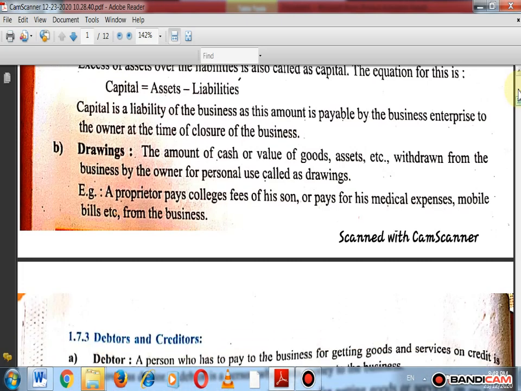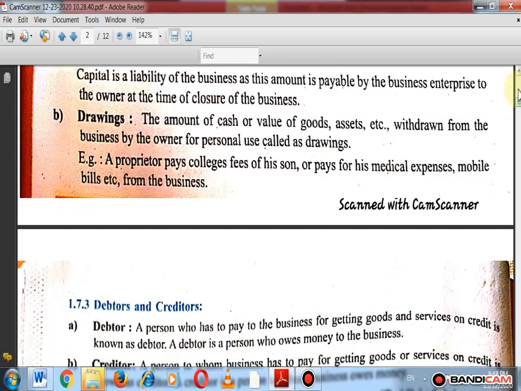Next one is drawings. The amount of cash or value of goods, assets, etc. withdrawn from the business by the owner for personal use is called drawing. Drawing means the cash, goods, or assets withdrawn from the business by the owner for personal use. It means the owner has withdrawn the goods or the cash from the business, because the business is separate and the owner is separate.